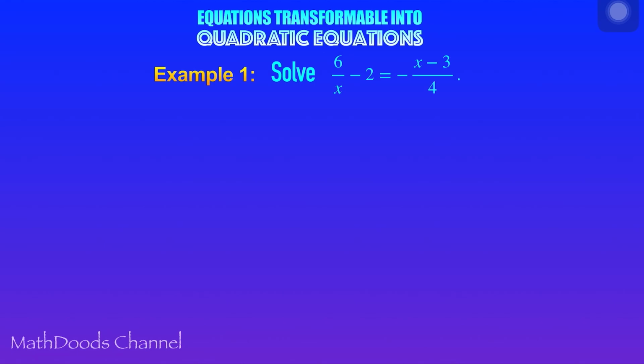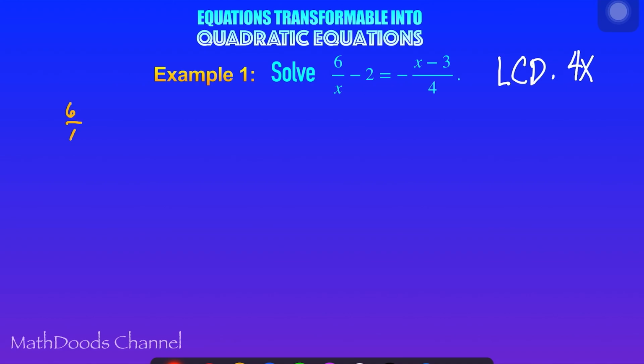Now, let's go to number 1 example. Solve 6 over x minus 2 equals minus x minus 3 all over 4. So, anong LCD natin dito? The LCD is 4x. So, magmumultiply tayo lahat ng equation ng 4x.